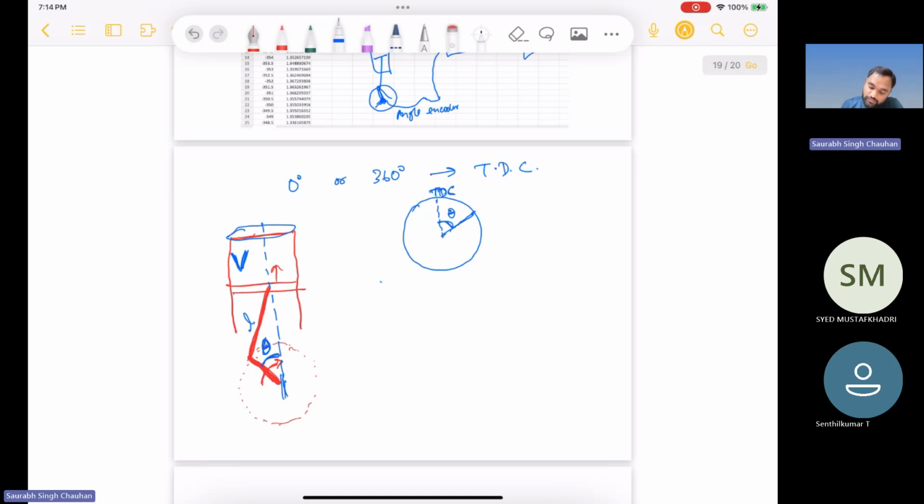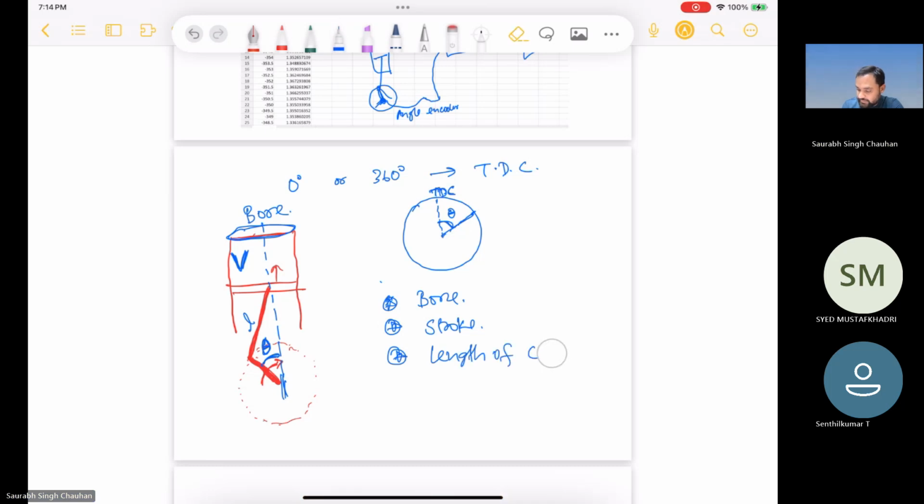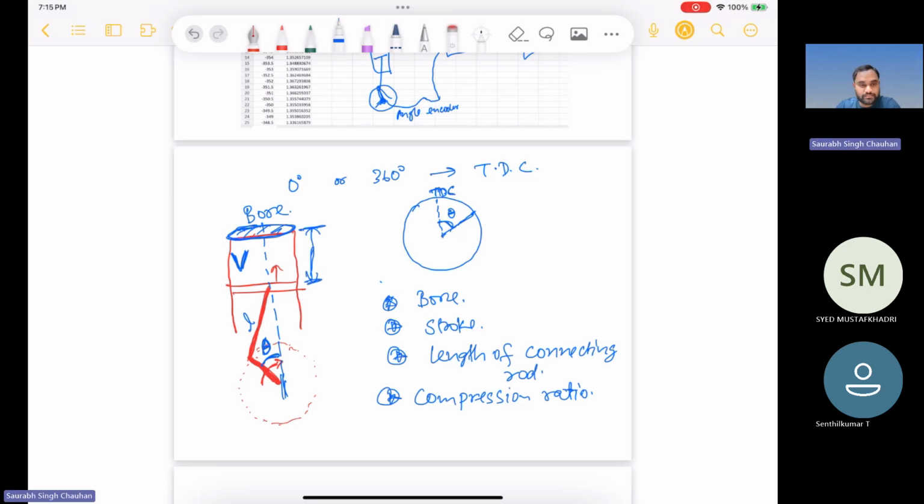We have the bore, which is basically the diameter. We have the stroke. Let me note it down. We have bore, we have stroke, and we should also have the length of the connecting rod, and we should have the compression ratio. So can you tell the volume of the cylinder? It is quite easy, right? You need this area and you need this height. You know the volume of a cylinder is pi r square multiplied by h. Correct? Is there any doubt? No, sir. Okay, so you can easily tell the volume, right?